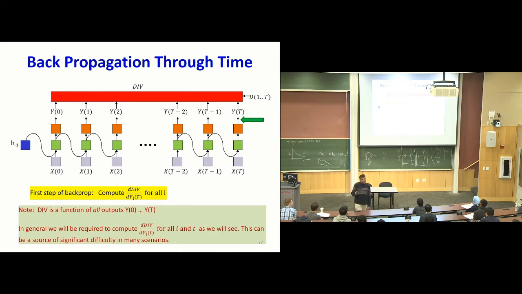So regardless of the fact that it's a vector function of all of these guys, we know that you can actually compute the partial derivative of the divergence with respect to each of these outputs, right? So we know we can do that. Now, the manner in which we compute this divergence can actually become challenging depending on what kind of divergence function you use.